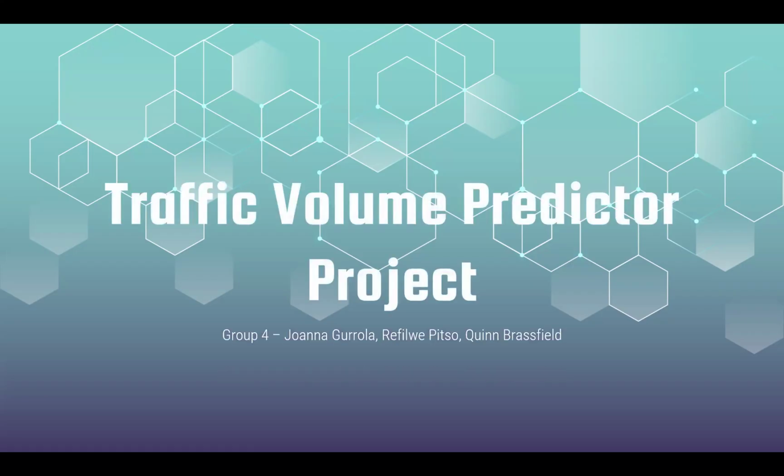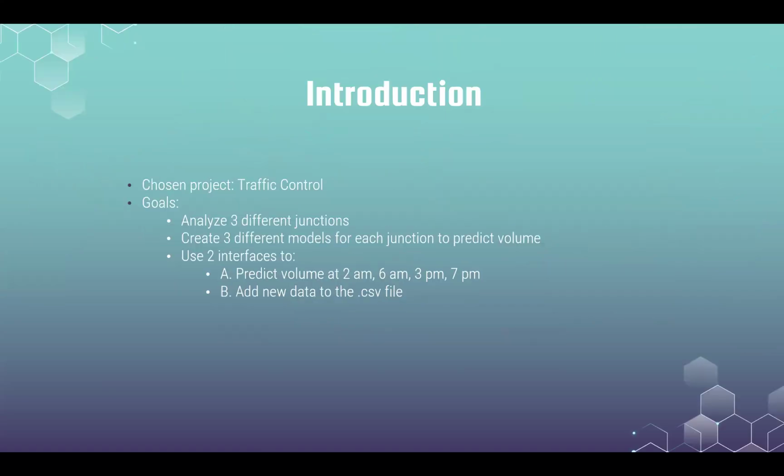So our project was the traffic volume predictor project, and the main thing we're trying to do here is to find the traffic volume for our data, which includes three junctions. And what we want to do is to be able to predict volumes at 2 a.m., 6 a.m., 3 p.m., 7 p.m., and then also add new data to a CSV file. But before we can do all that, we do have to do several steps to get to that part.